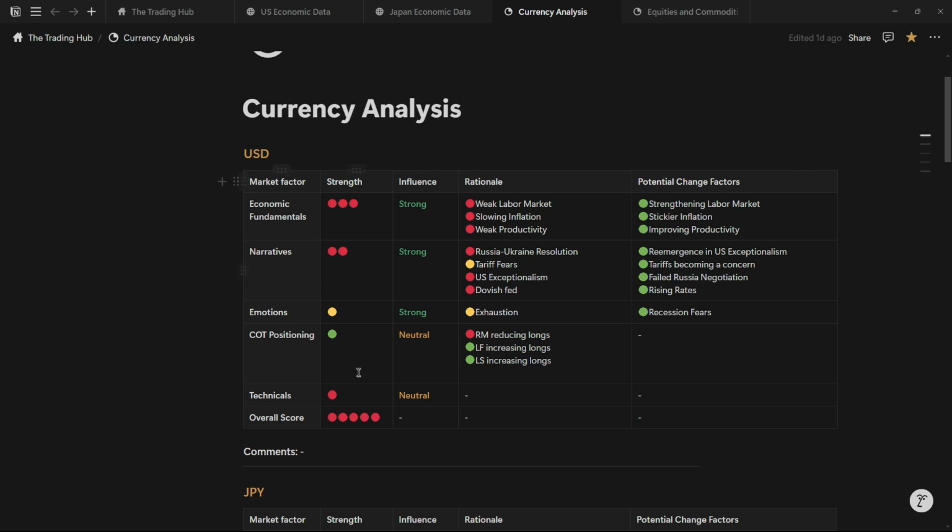So this information here on my currency analysis, which I will explain, it may be a bit outdated because I haven't updated it in 2 days. So here is how I generate trade ideas.